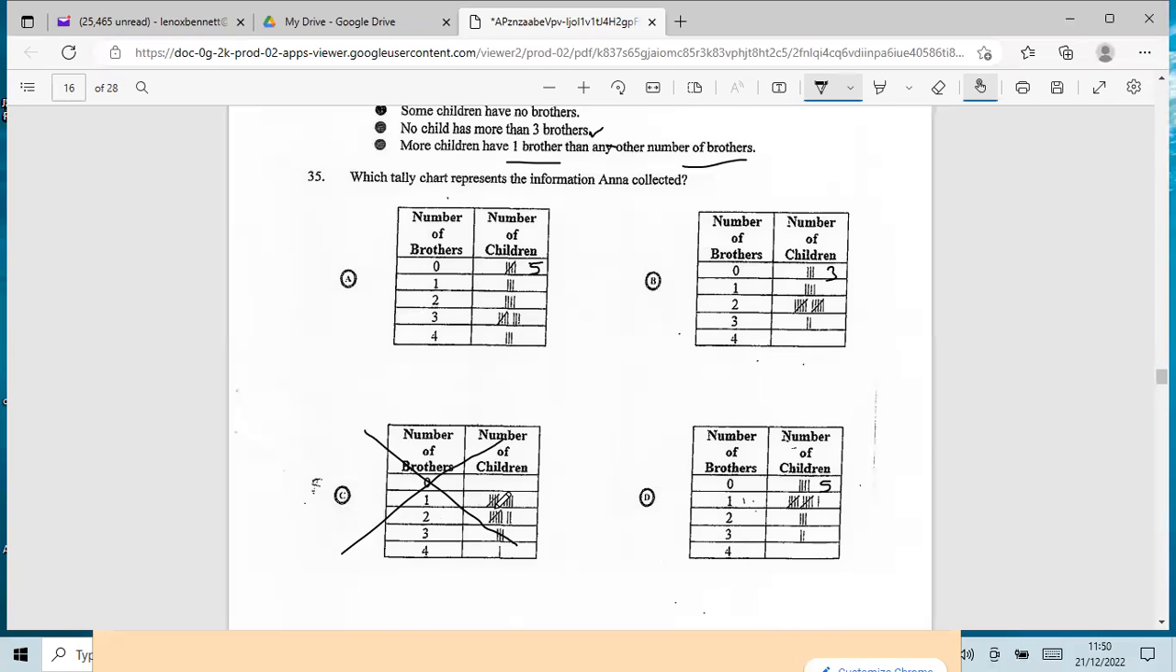We have 10 minutes. All right. Listen to this one now. No child has more than 3 brothers. Watch here. That person has 4 brothers. So we eliminate this. This is how I want you guys to do it in the exam, step by step. That's how I teach you guys, step by step. I know some of you are not in my regular class, but you guys need to join. Tell mommy and daddy, all right? More children have 1 brother than any other number. What does this statement mean?